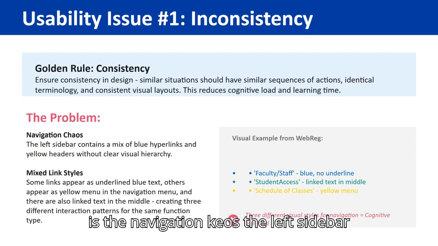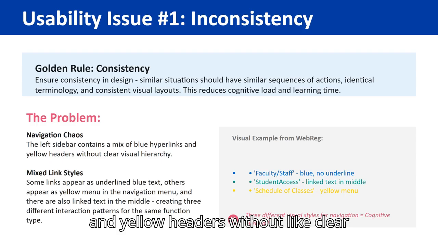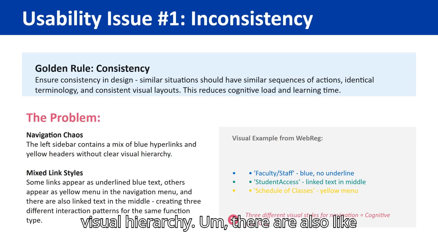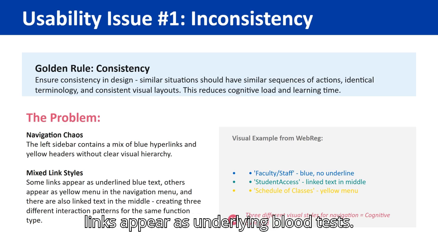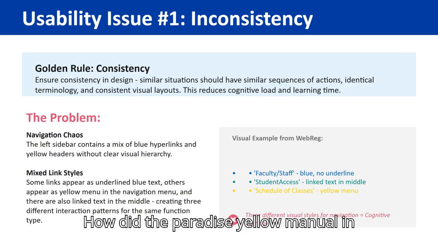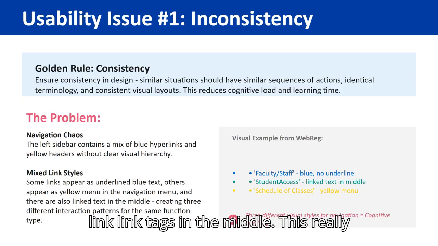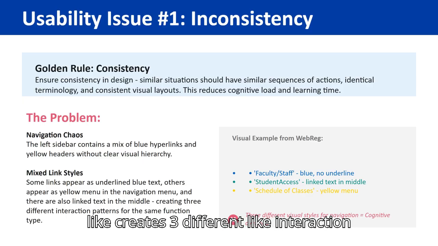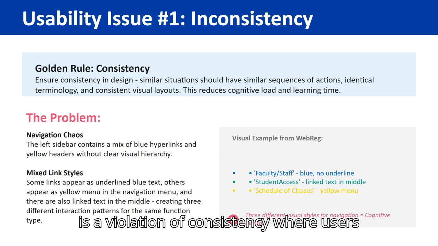The left sidebar contains a mix of blue hyperlinks and yellow headers without clear visual hierarchy. There are also mixed link styles. Some links appear as underlined blue text, others appear as yellow menus in the navigation menu, and there is also link text in the middle. This creates three different interaction patterns for the same function type. This is a violation of consistency.